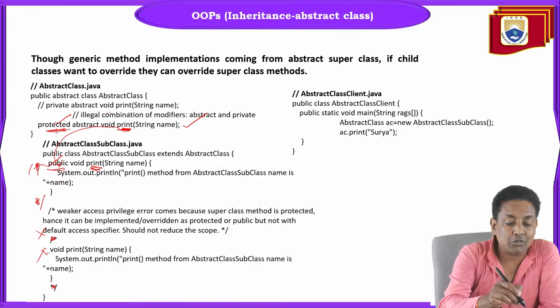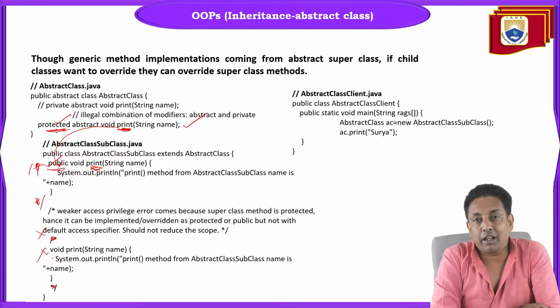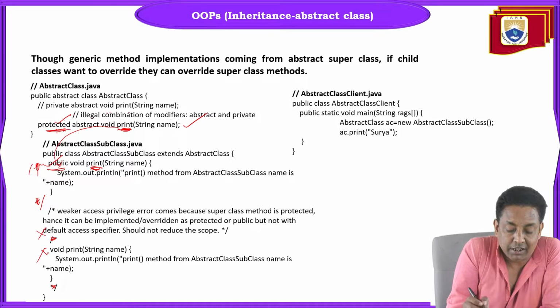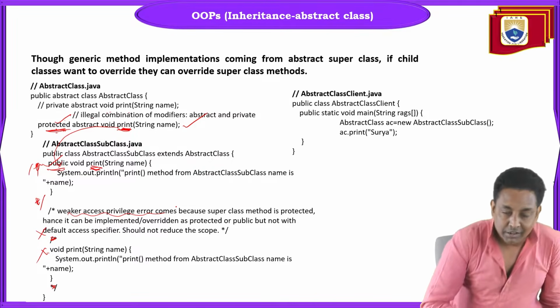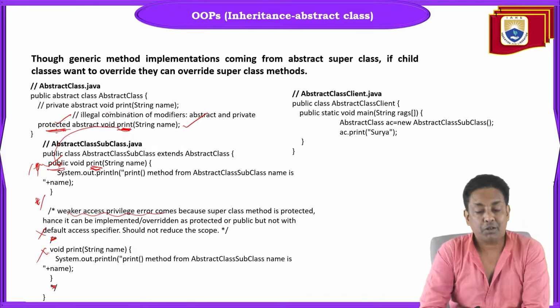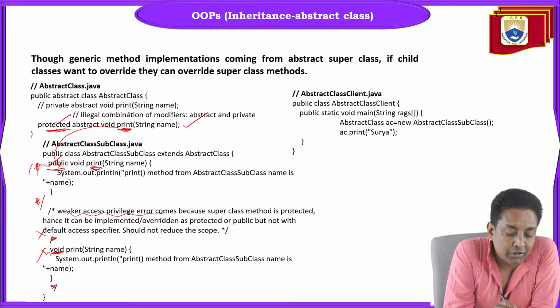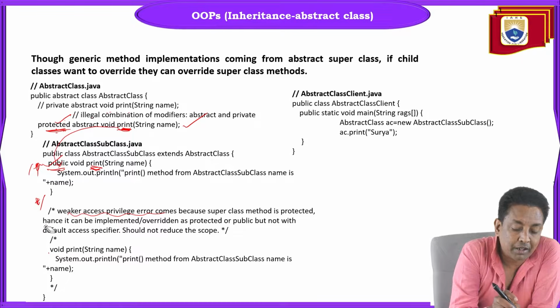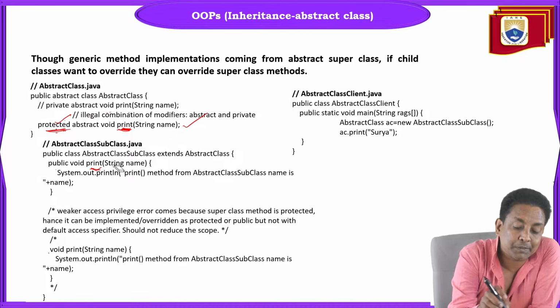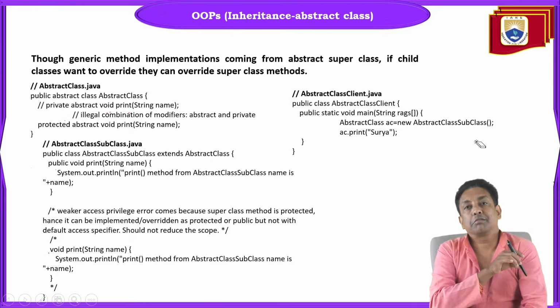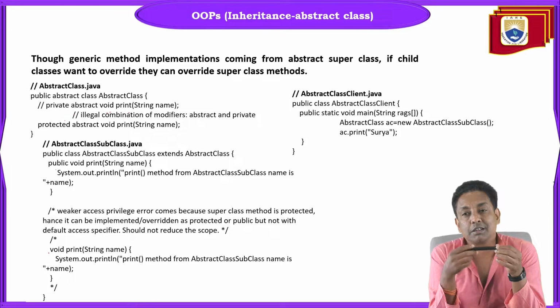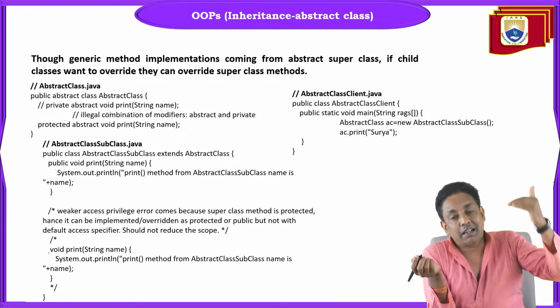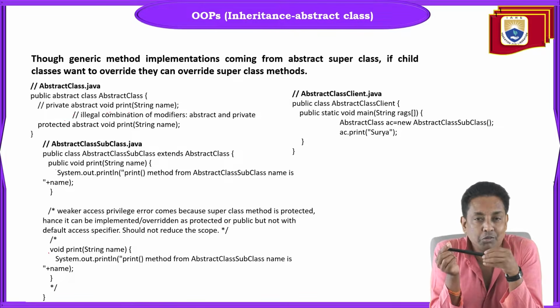So if you are trying to reduce the scope of a method while method overriding, you will immediately get a compilation error saying weaker access privilege error. This weaker access privilege error comes because while overriding the method, we are trying to reduce the scope of the method. So while implementing abstract methods, we need to keep this as an important point. Override abstract class abstract methods with the same scope or with increased scope, but not with reduced scope.